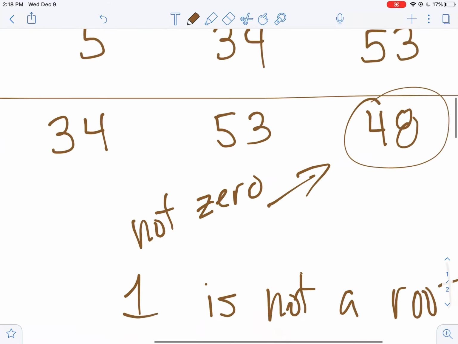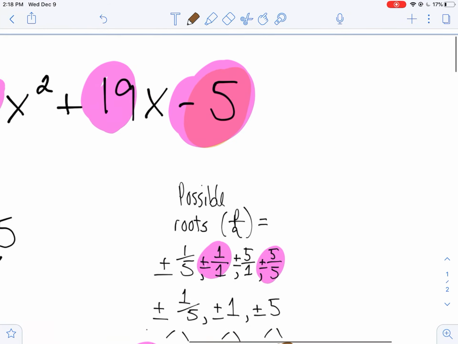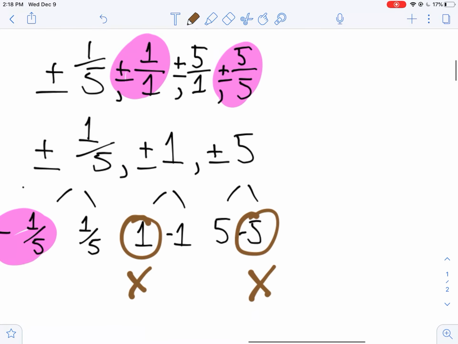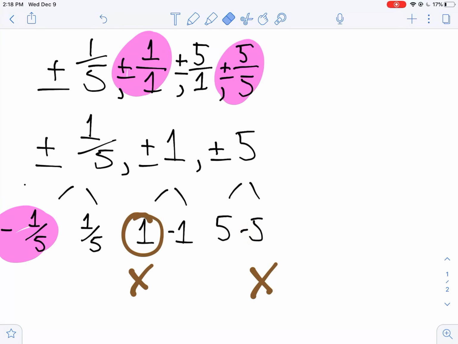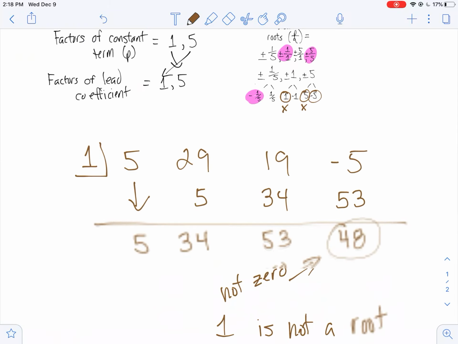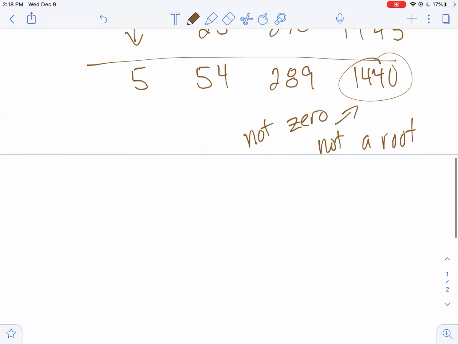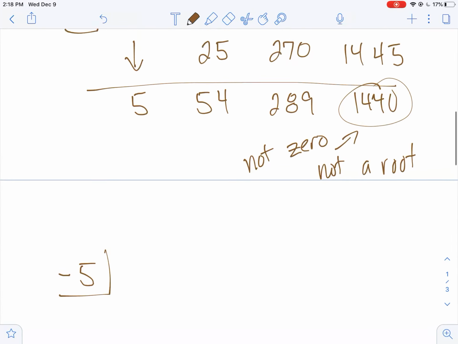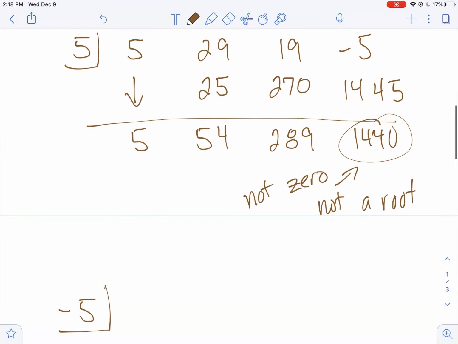I'm going to try positive 5 this time. Oh, actually, I did try positive 5. Whoops. No biggie. I'll try negative 5 this time. Let's see if that works. So again, it's the same process. Negative 5. I'm going to write down my coefficients again and my constant term: 5, 29, 19, and negative 5.